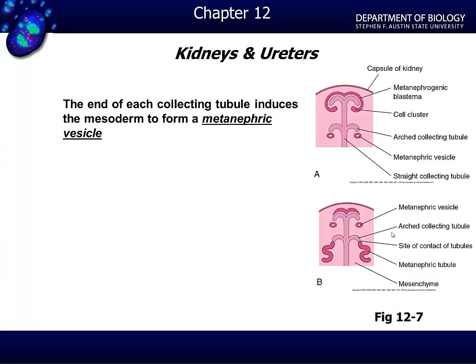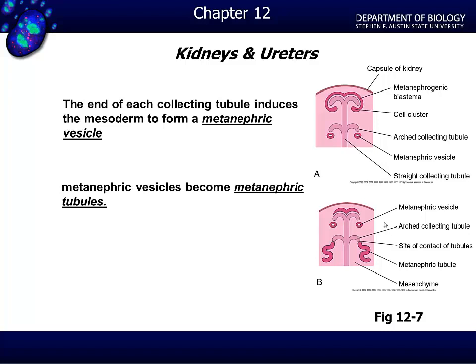So as we get to these straight collecting tubules, portions of these tubules are going to branch, and you can see the branching nature here. And at the tips of these branched portions of our collecting tubules, this is where we're going to induce that mesoderm to begin to condense, and it's going to form a vesicle. This is a metanephric vesicle. And the metanephric vesicle is going to continue to grow and expand and lengthen, and this is going to become a metanephric tubule. Now, these tubules would be somewhat synonymous with our pronephric tubules, our mesonephric tubules.